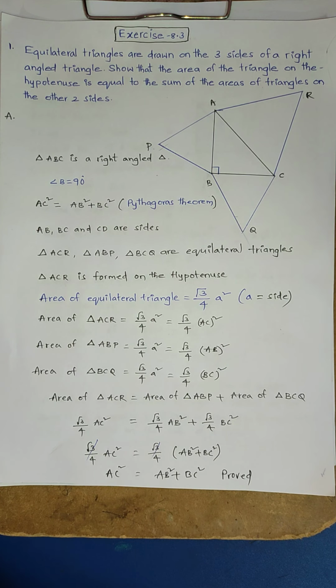Hi everyone. These sums are from the chapter Similar Triangles, exercise 8.3, first problem. Equilateral triangles are drawn on the three sides of a right angle triangle. Show that the area of the triangle on the hypotenuse is equal to the sum of the areas of triangles on the other two sides.